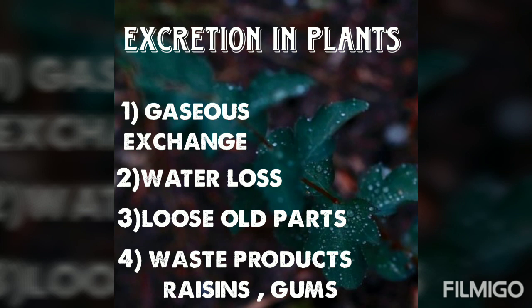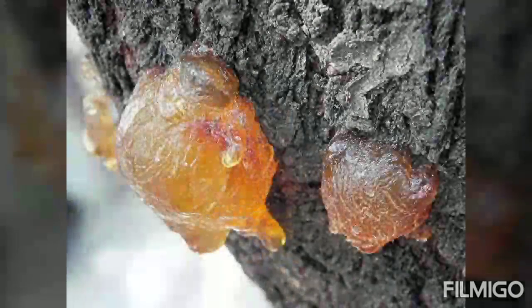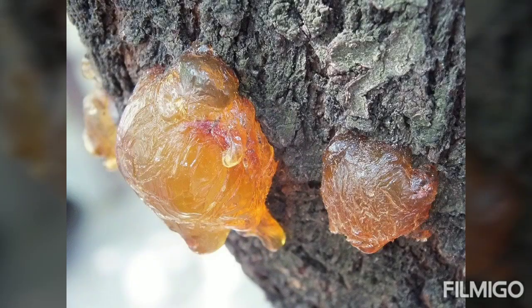Second method is water loss. The excess amount of water in the plant body is removed by the plants in the form of water vapor, which is known as transpiration process. Third method is to lose old parts. The plants shed off the leaves when they get older. Fourth method is in the form of solid waste products, that is resin, gums and celluloses. You all might have seen this product on plants. This is resin, which is solid waste of plants.